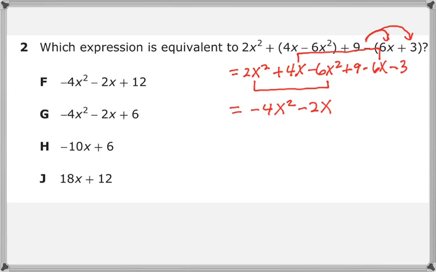Okay, and let's look at our constant values. We have two constant values, a 9 and a negative 3. And together they give us a 6. Okay, so we have plus 6. Okay, so let's look at which answer choice matches our answer. And it looks like answer G is going to be our best choice.